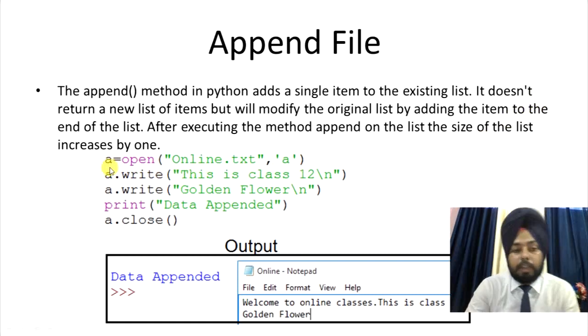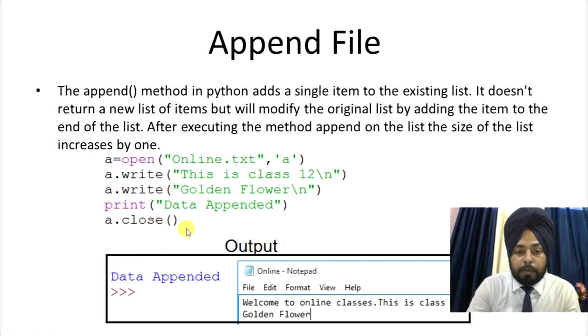Here I have taken a variable a. It will open this file online.txt, and it will open in a mode, means append mode. Then we'll write the data: a.write, "This is class 12th." Then the next line would be a.write, "golden flower." Print data appended. Then after that, a.close, means the file would be closed.